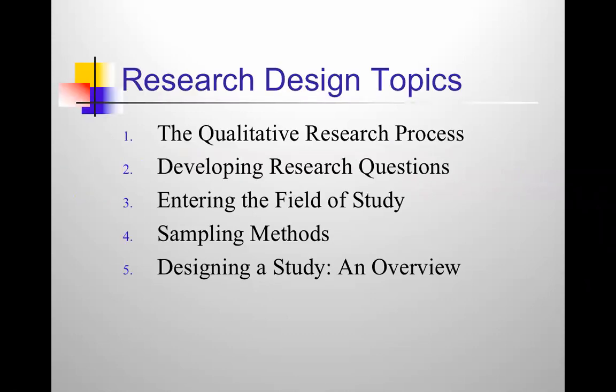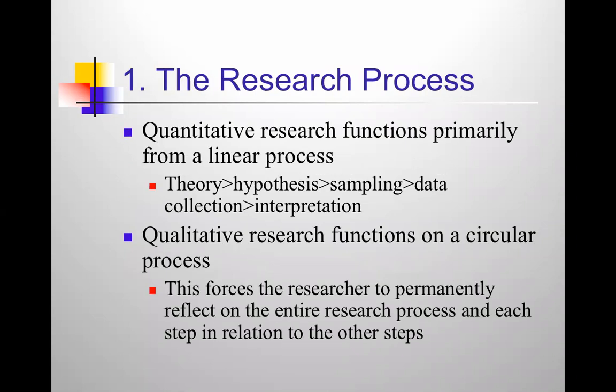So here are the different design topics that we're going to be looking at. The first one is going to be the qualitative research process and how that process looks. We're going to be looking at the research questions and how they might differ a bit from quantitative, entering the field of study, sampling methods, which are going to be different than quantitative, and then an overview of designing a study and what kinds of actual designs are out there. So let's just jump right into the research process.